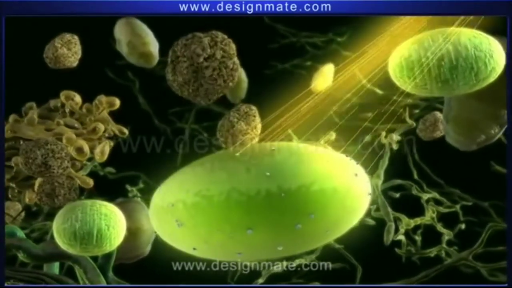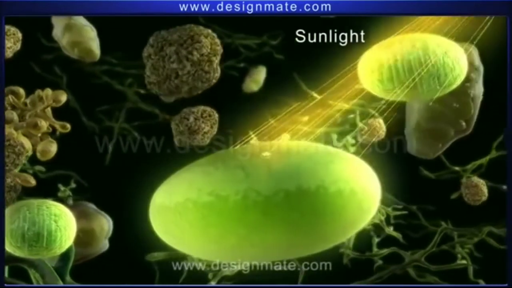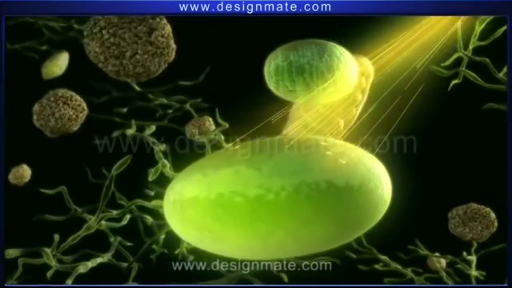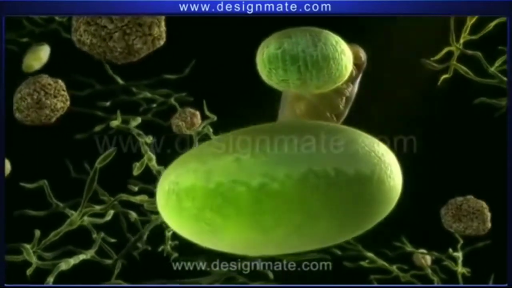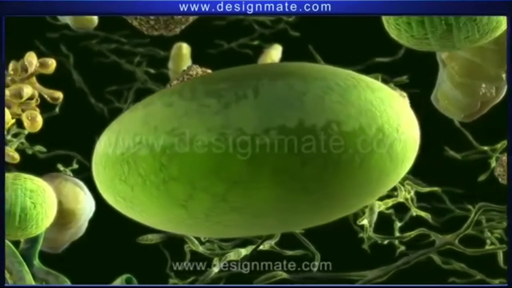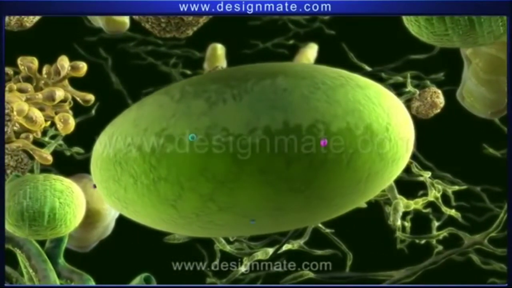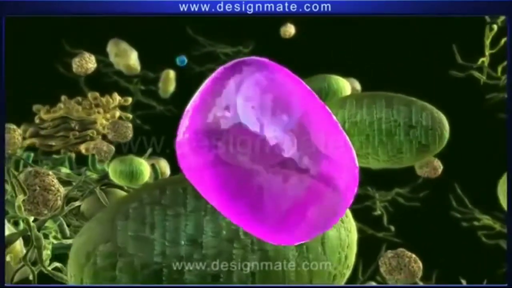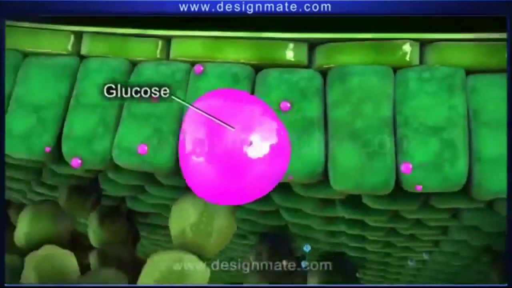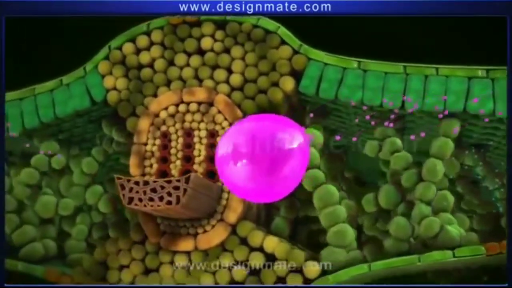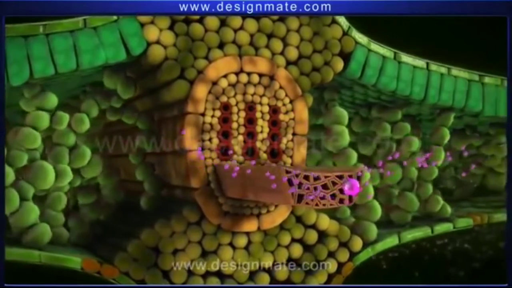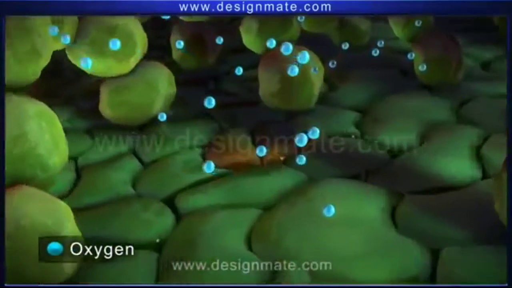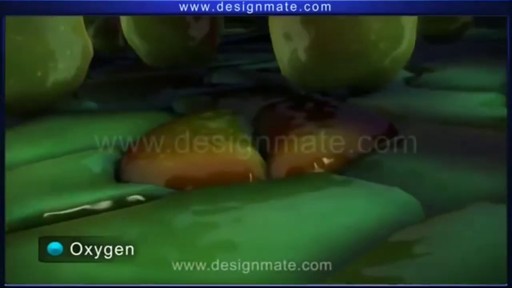These chloroplasts also have the capacity for trapping energy from sunlight, and this energy is used to synthesize glucose and oxygen from carbon dioxide and water. These oxygen and glucose molecules diffuse out of the chloroplast. The glucose is transported through other specialized tubes to all parts of the plant, aiding in their growth. The oxygen present in these air spaces diffuses out through the stomata.